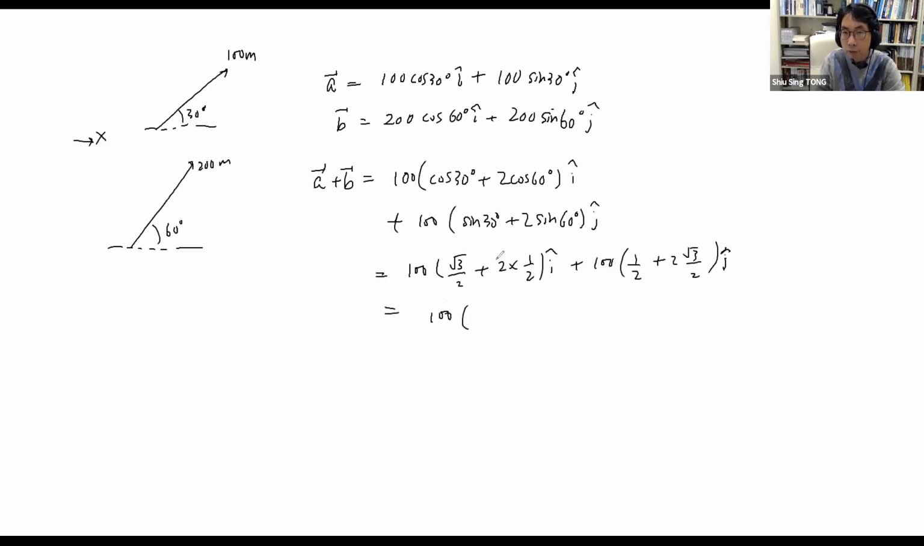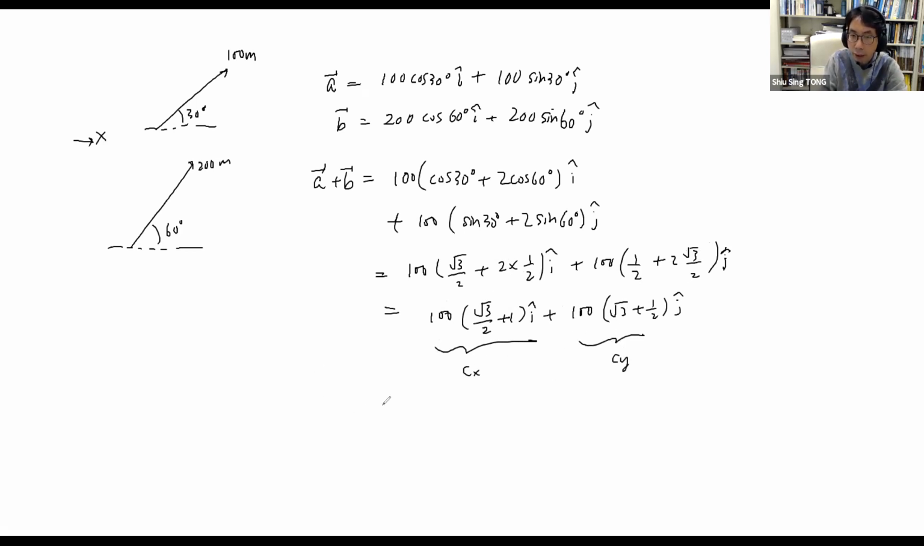So you now have square root 3 over 2 plus 1 in the i direction, plus 100 again, square root 3 plus 1 over 2 in the j direction. Okay. Now this is your Cx and this is your Cy.